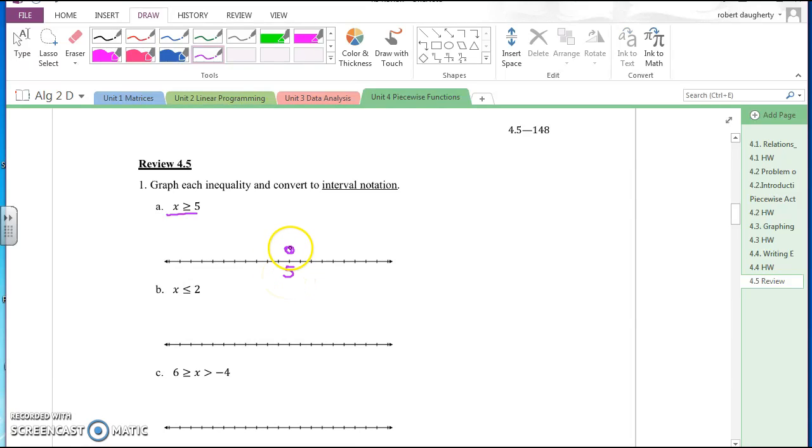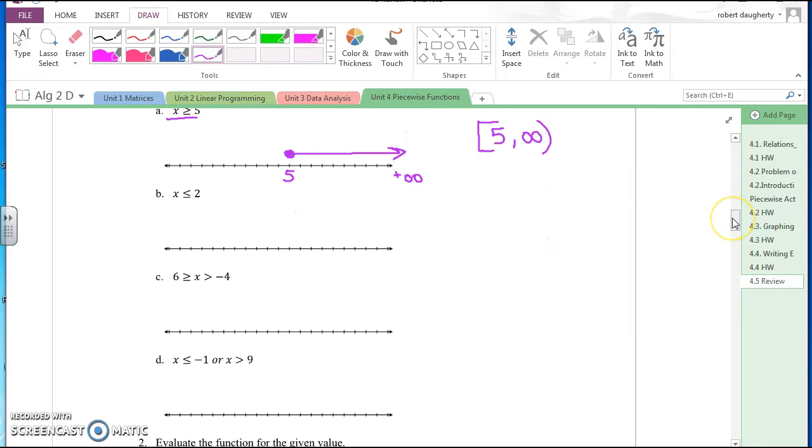Greater than or equal to means closed circle and shade to the right. So somewhere out here is positive infinity. So this interval is going to be 5 to infinity. Bracket around the 5, parentheses around infinity.